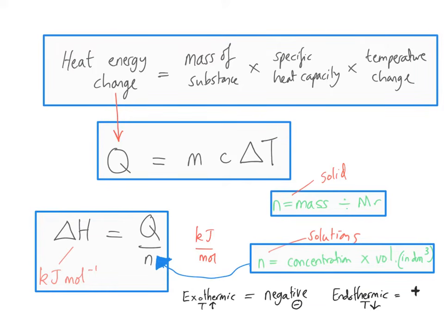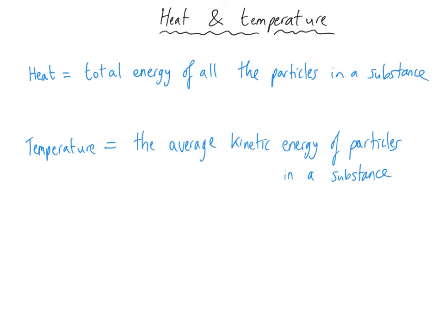Before we take a look at the experiments, I just wanted to clarify the difference between two terms that are often used to mean the same thing in daily conversation, but really in chemistry they're quite distinct and different, and I want you to see this clear difference. So heat, first of all, is a measure of the total energy of all the particles in a substance. And so heat is a type of energy. Temperature is a measure of the energy. It's related to the average kinetic energy of the particles in a system.